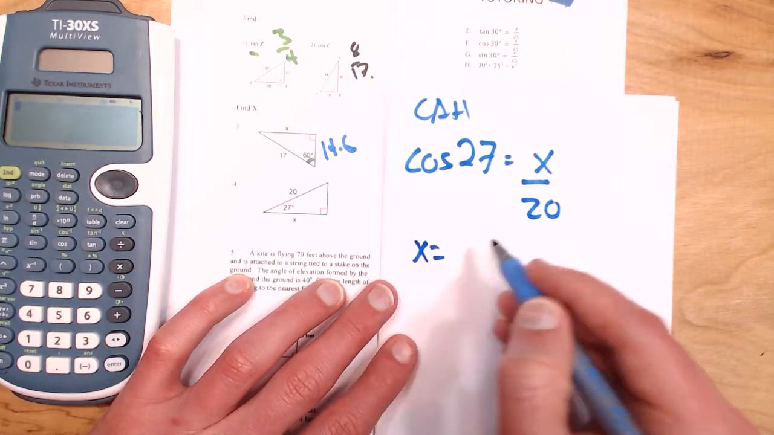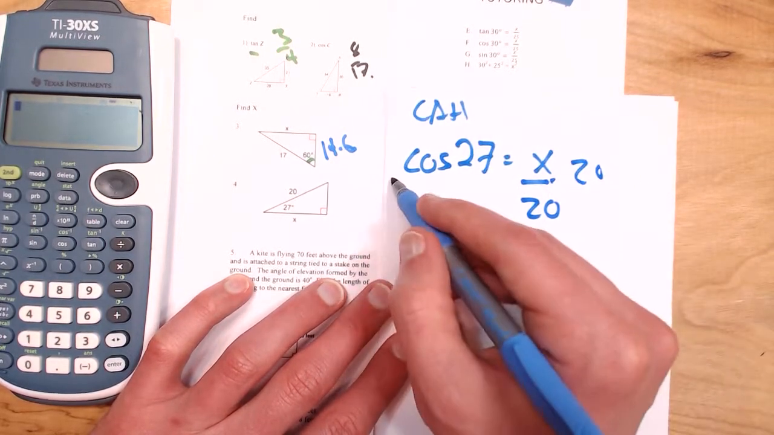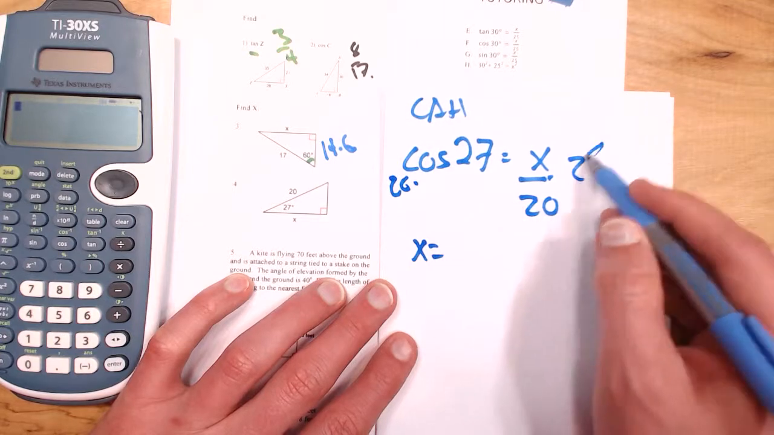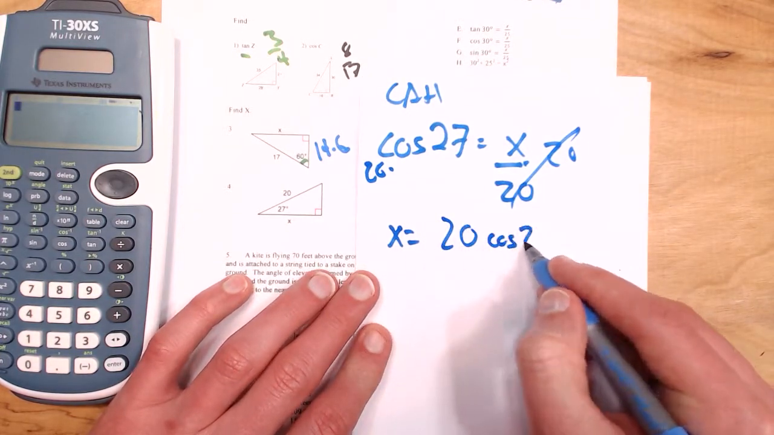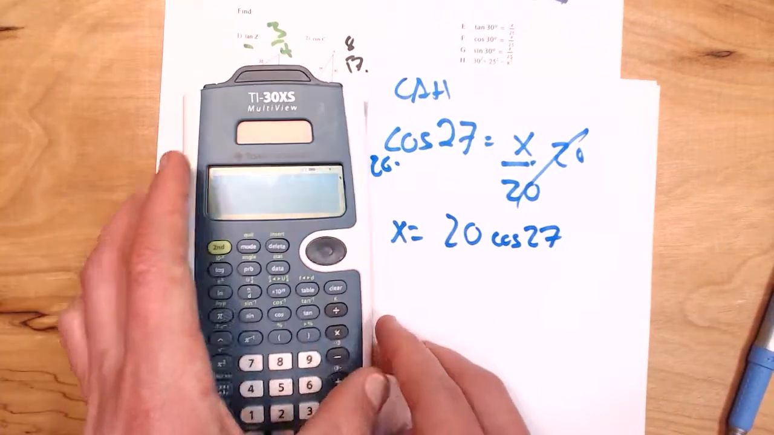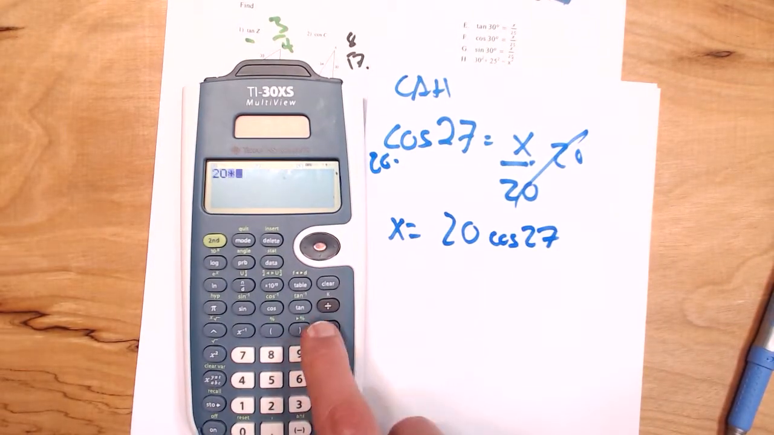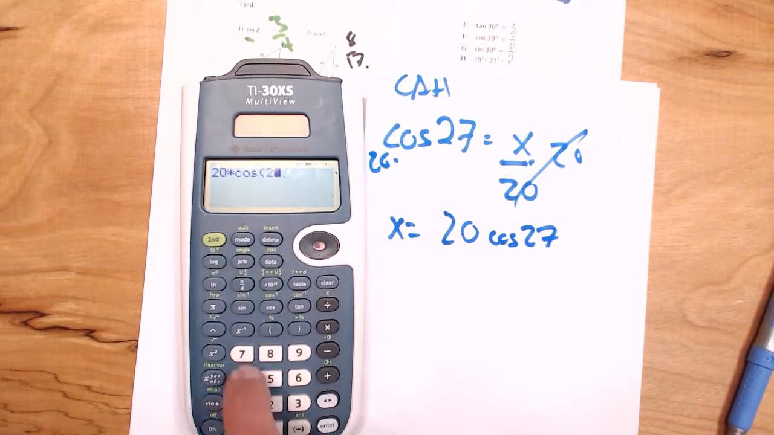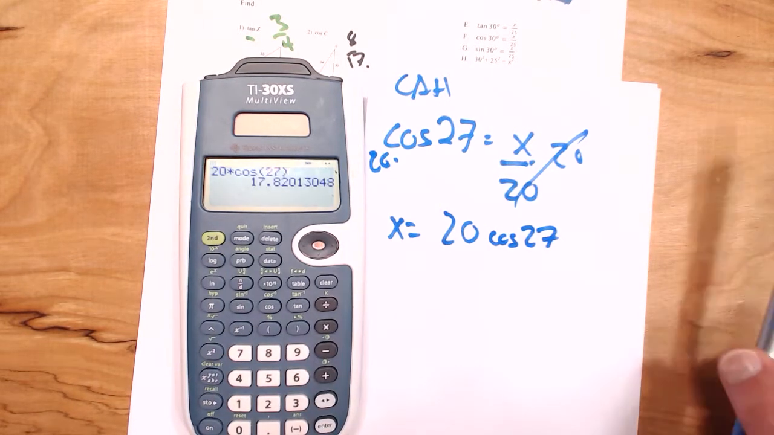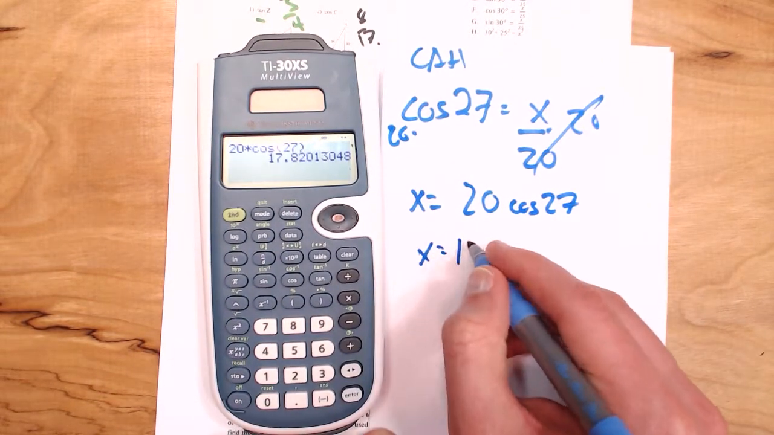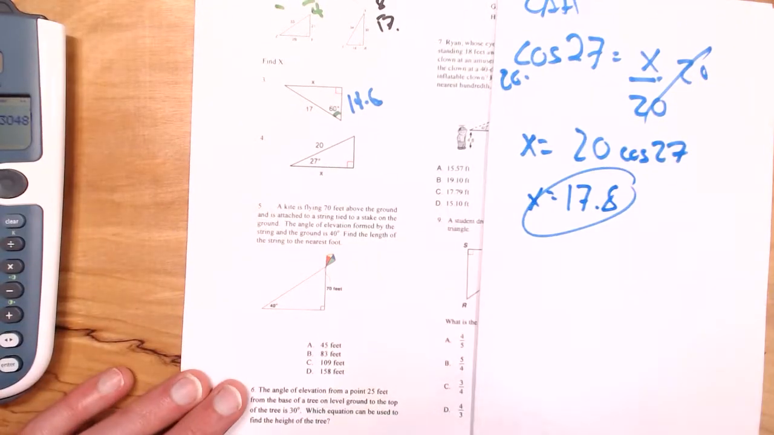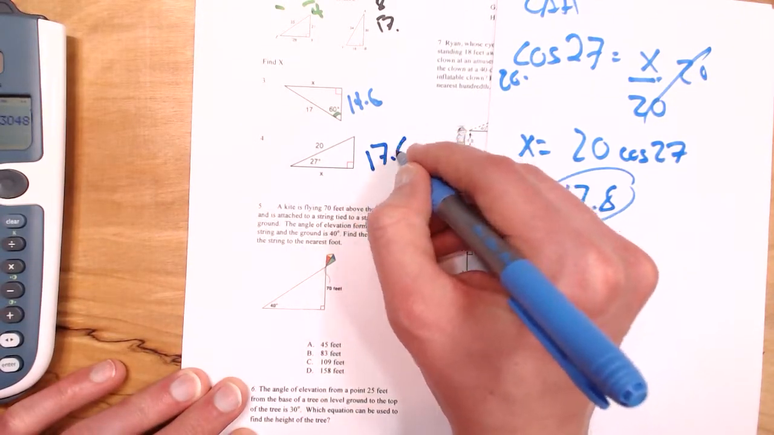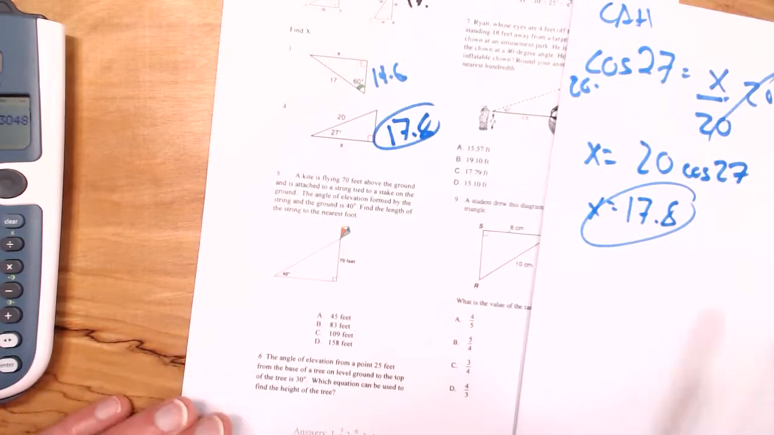So x must equal, I'll multiply both sides by 20. Those cancel, so I get 20 cosine 27. Okay, we can handle that. 20 times cosine 27. All right, 17.82. I'll just say 17.8. Hopefully that's our right answer. There it is, great. So we get 17.8. So that's how we handle that problem.